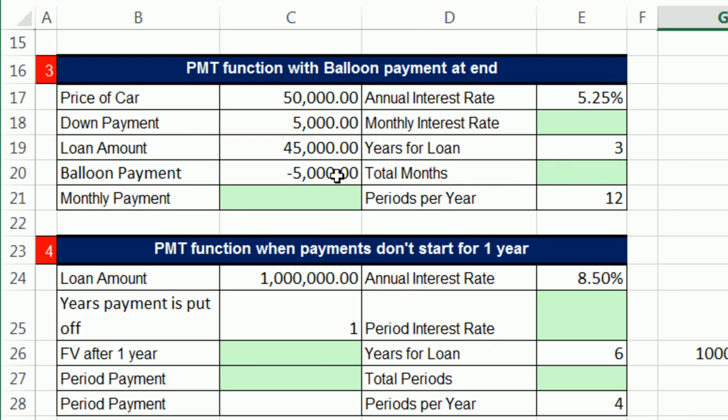Oh, sometimes you have a balloon payment at the end. So we're going to buy a car for $50K. The down payment is $5,000. Looks like I forgot to put the green there for formula. So we subtract those two, and we have to borrow $45,000.